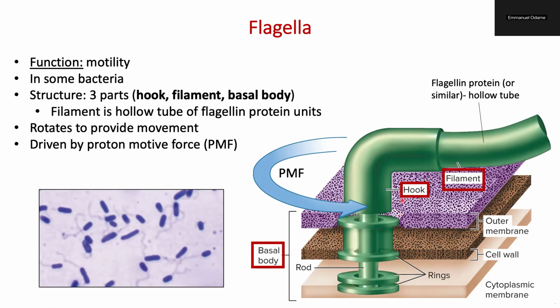The first is the hook, then the filament, and then the internal part, the basal body, which is connected into the cell body of the bacteria itself. What it does is rotate to provide movement, and it's driven by a proton motive force, generated by hydrogen ions.